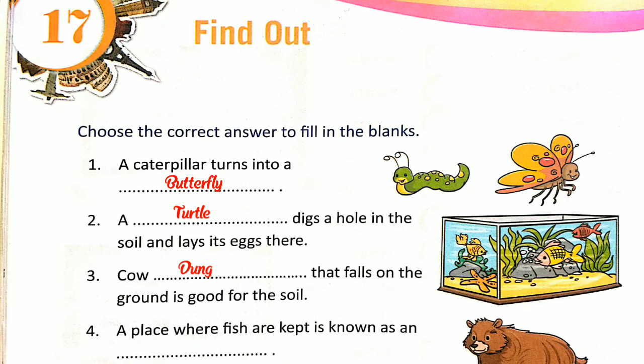Now number 4, a place where fish are kept is known as blank. Where we keep fish, it is known as an aquarium. An aquarium is the place where we keep fish.